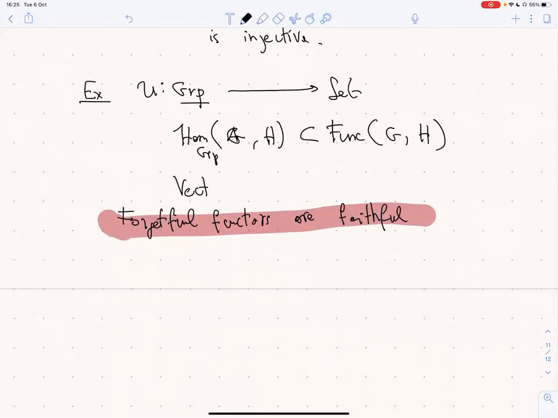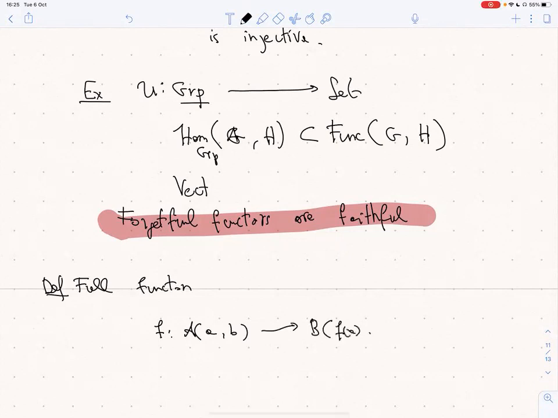Then what is a full functor? The definition of a full functor is about the same thing. I want that this map is surjective.